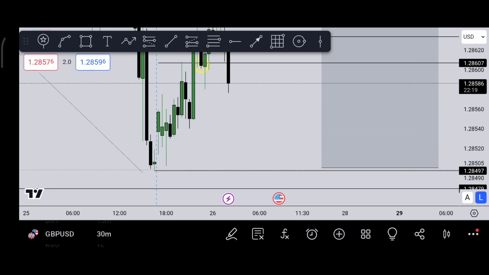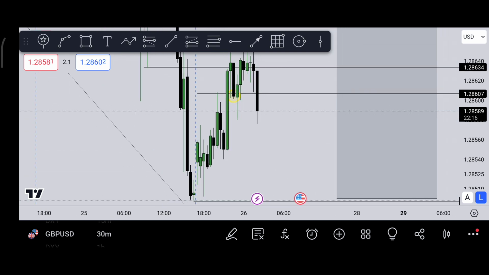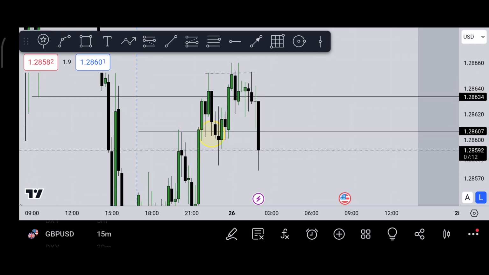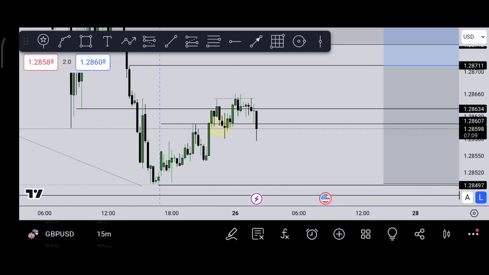Pretty much as you can see here, it's on the 30 minutes. I can take entries on 30 minutes and 15, but I can't go below 15. That is how it works. It's just certain rules I have to follow.